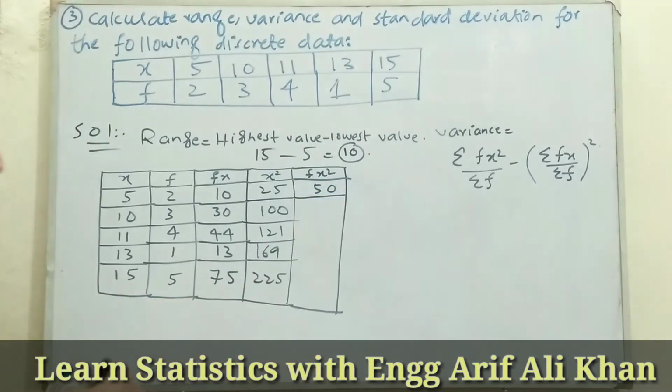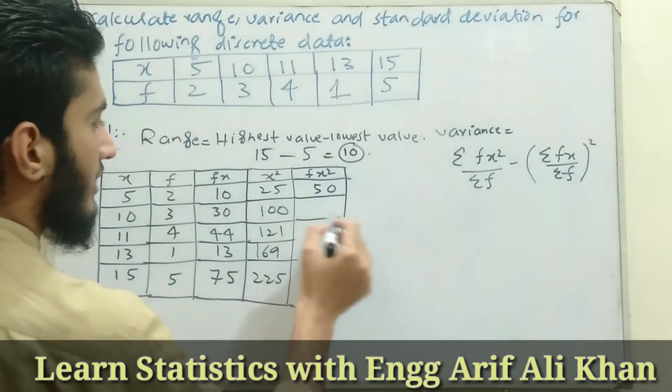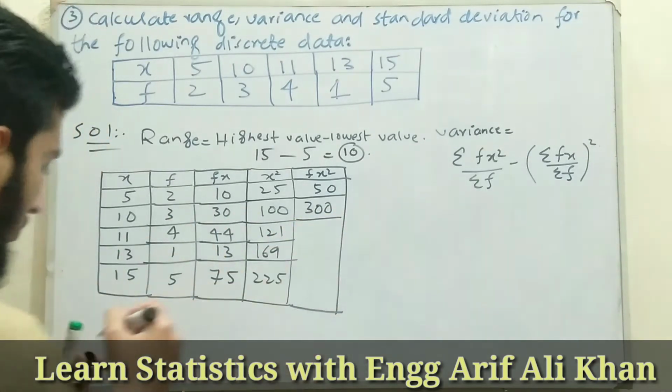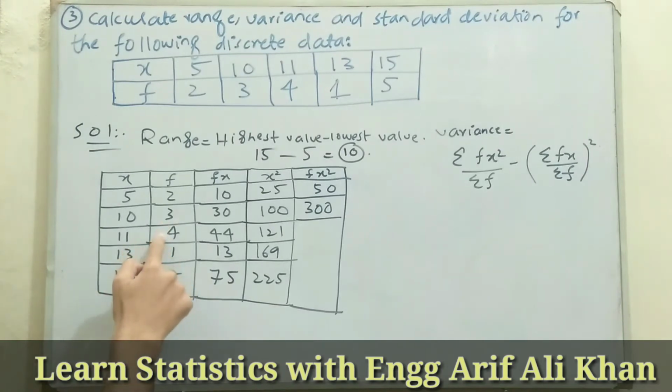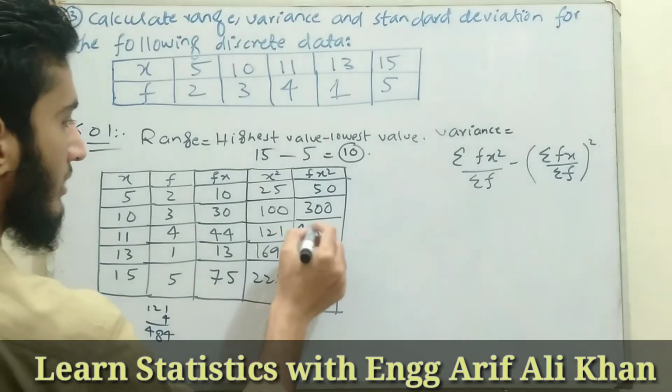After this we are going to calculate f x square. So f is 3 in this case and x square is 100. So 3 multiply 100 gives us 300. After this calculate f x square. In this case f is 4 and x square is 121. So just multiply 121 with 4, it gives us 484.